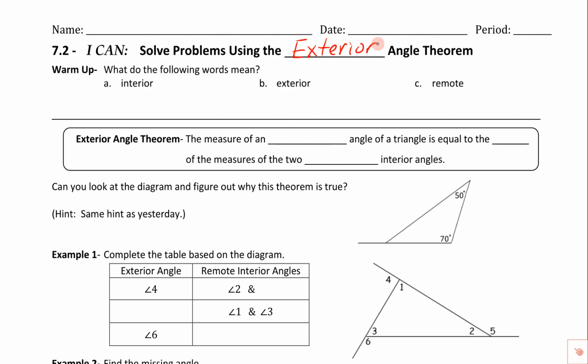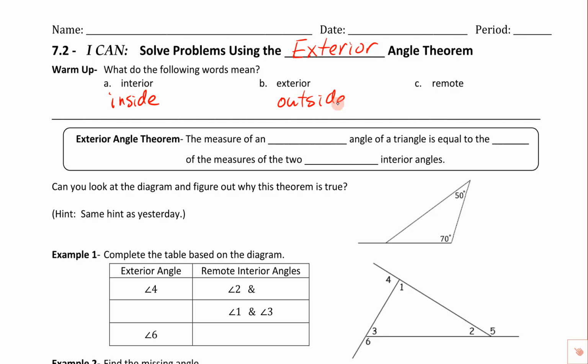So in the warm-up it says, what do the following words mean? Interior, exterior, and remote. Think about those for just a second. If we say the interior of your house, we're talking about inside. So interior is a fancy word for inside. Exterior then is a fancy word for outside.